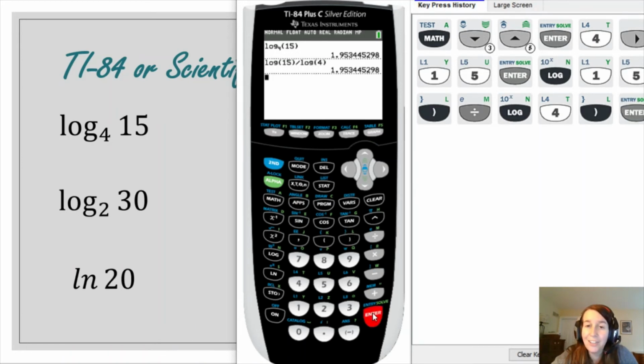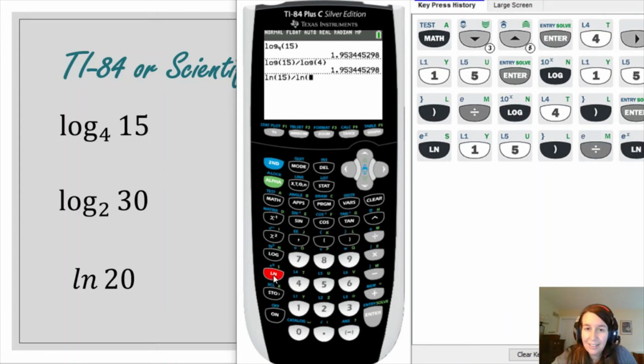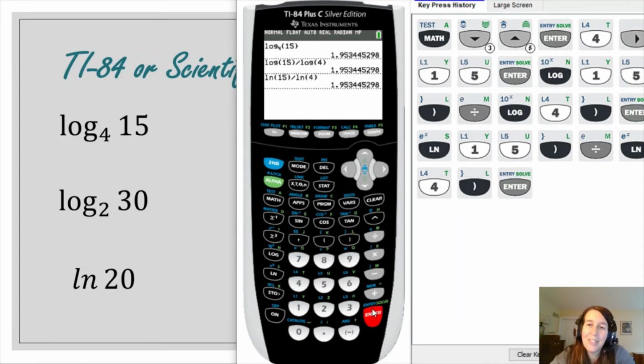Hit enter, and you'll notice you got 1.95, the exact same answer. So this is just a little workaround. Notice that your calculator has the log with no base listed. So remember, that means that's base 10. So it has a log base 10 button. It also has a natural log button. So technically, you can actually use ln and then do the same problem, ln of 15 divided by ln of 4. Hit enter. And that'll be the same thing as well.